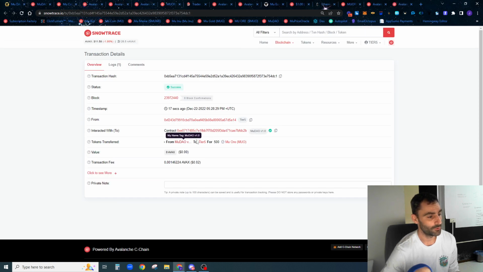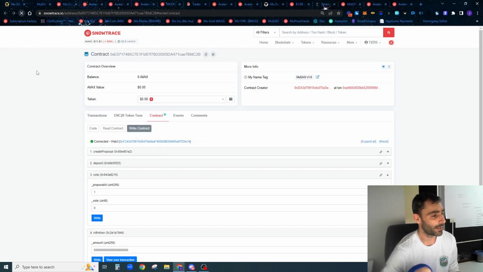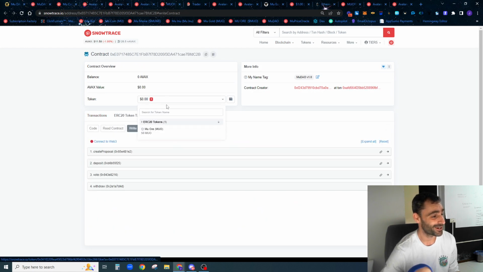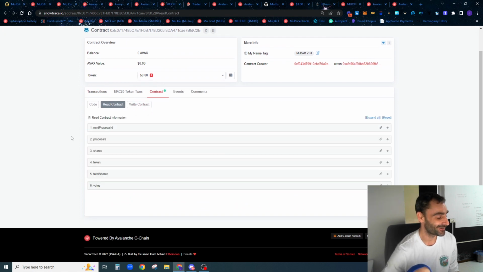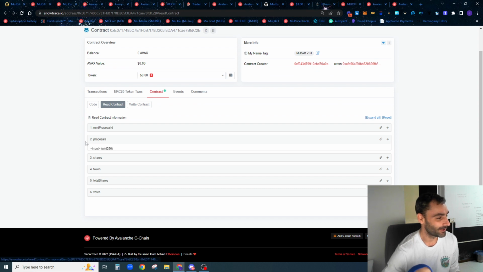Okay, so you can see the Mu DAO sent me my 500 mu ore back. So I've got my ore back. My ore is not stuck in the contract forever like some of your guys' is. Some of your guys' is just stuck in the contract forever. Unfortunately, you're never gonna get that back.